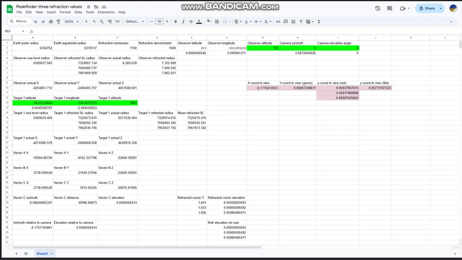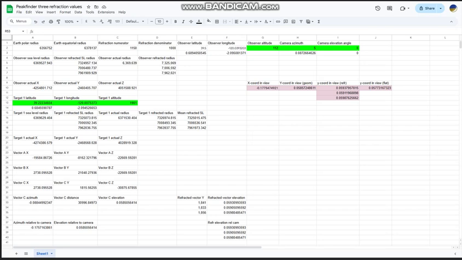To set them wherever you like. Obviously, you have to put in an observer latitude, longitude and altitude so that it knows where you are, and the camera azimuth and elevation angle so it knows which way you're looking, for it to be able to predict what you're going to see.